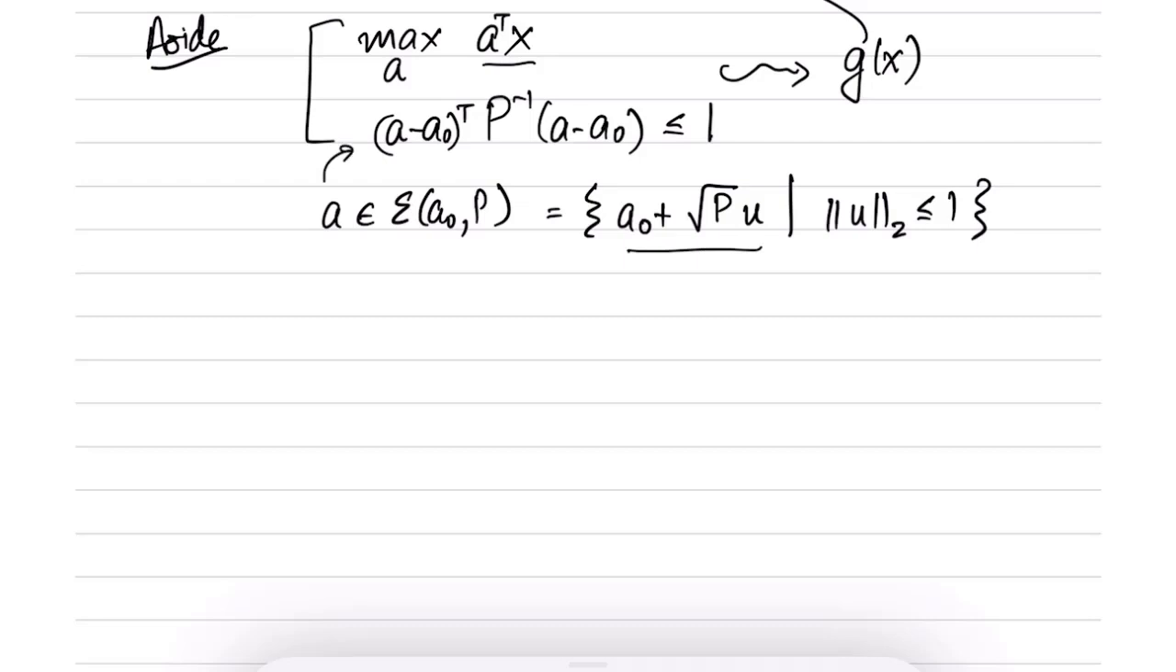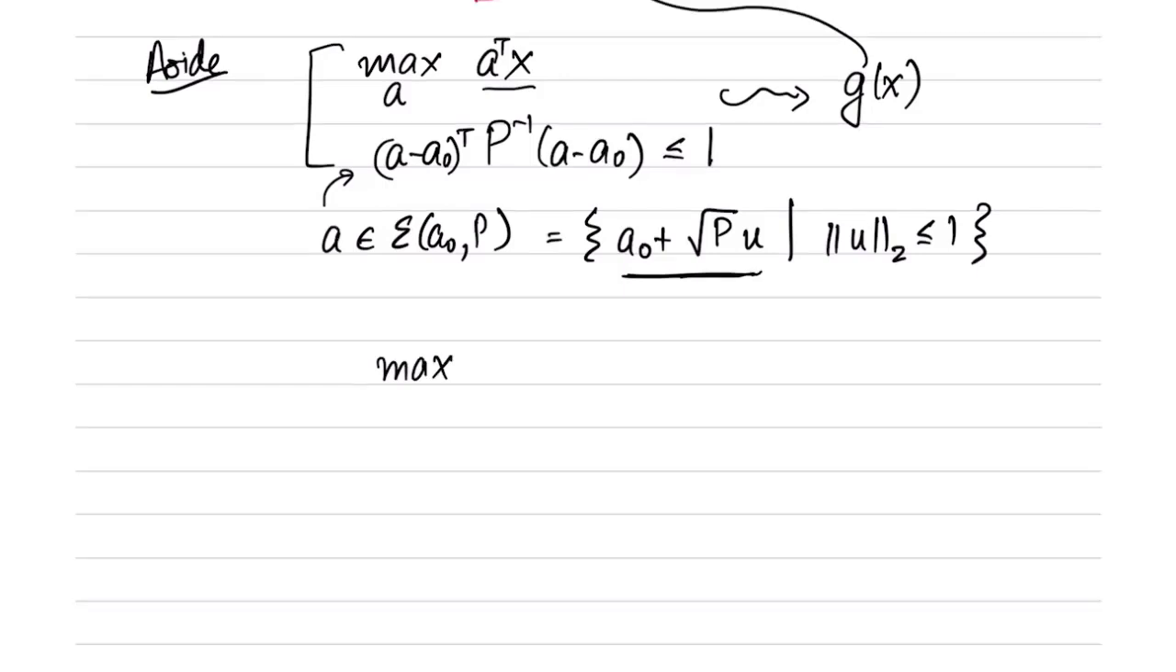So let's substitute this quantity, A0 plus square root P U, in the optimization problem. What we obtain is the maximum, so instead of A, we are maximizing over U subject to norm of U less than equal to 1. Our goal is to maximize (A0 plus square root P U) transpose X. So instead of A, I have substituted A0 plus square root P times U, and now the maximization problem is with respect to U.